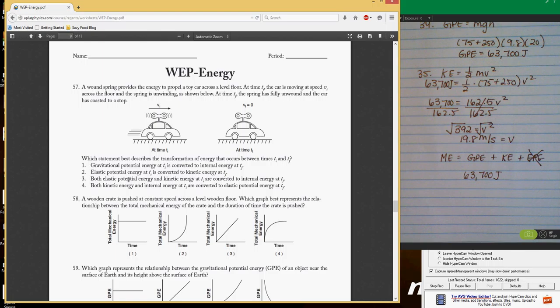So in number three, both your potential energy and kinetic energy were converted into internal energy, which is the car just existing itself. Number four, both kinetic energy and internal energy at T initial are converted into elastic potential energy. That's not true because the entire spring has been unwound. So your answer choice should have been number three.